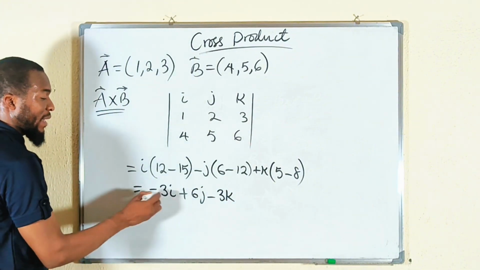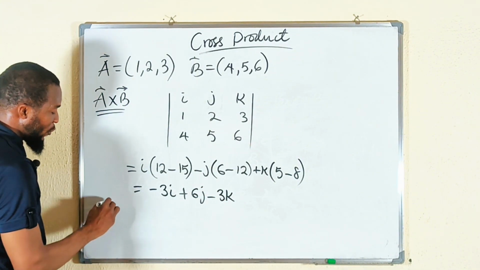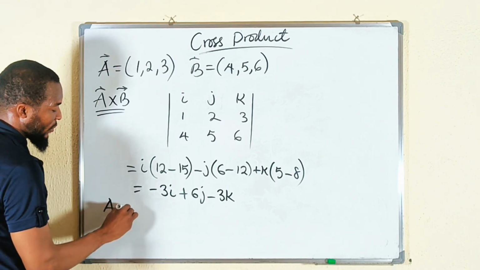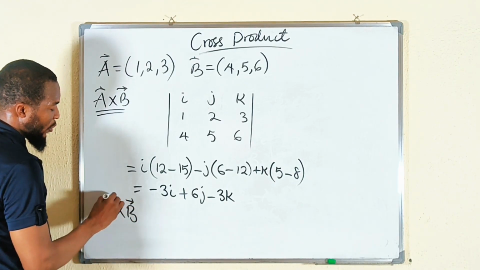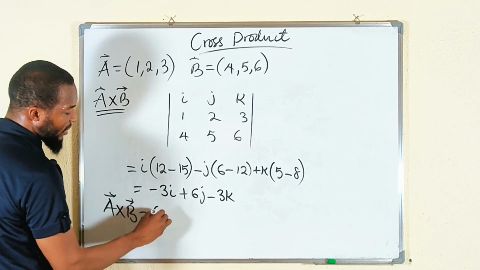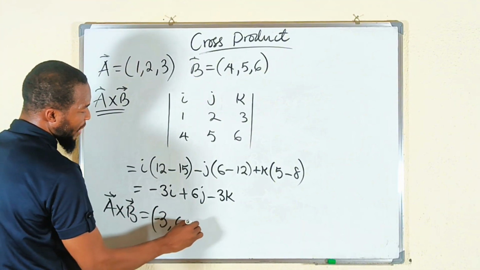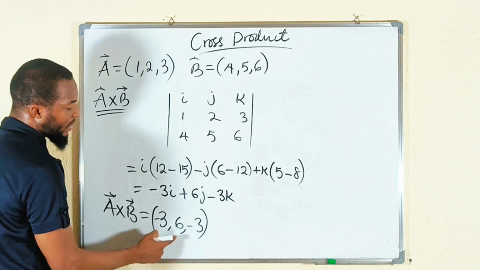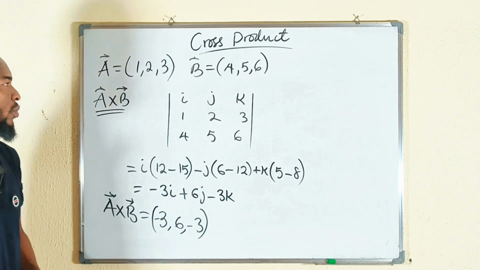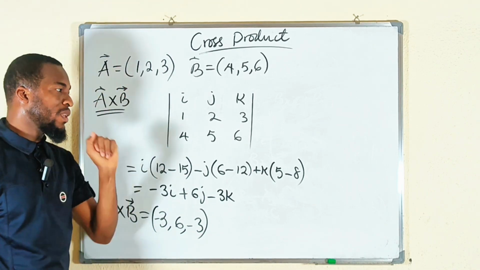If you want, you can leave it like this. And if you so wish, you can break it into component form, which is minus 3, comma 6, comma minus 3. So this is the cross product between A and B.